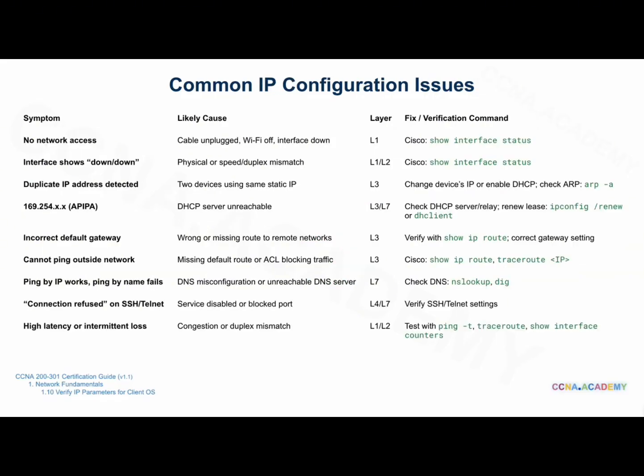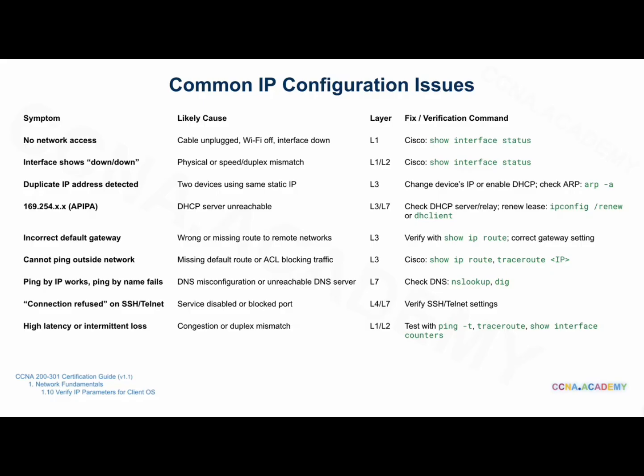Here, we take that same layer-by-layer logic and apply it to real symptoms. If you see no network access, think layer 1, check cables or Wi-Fi. An interface showing down/down points to a physical or duplex mismatch.